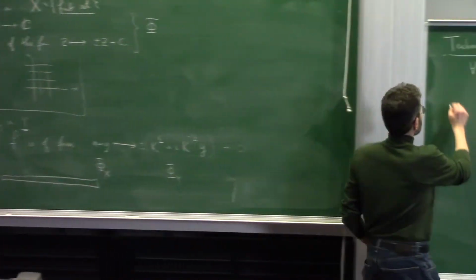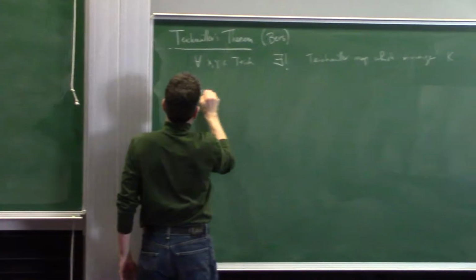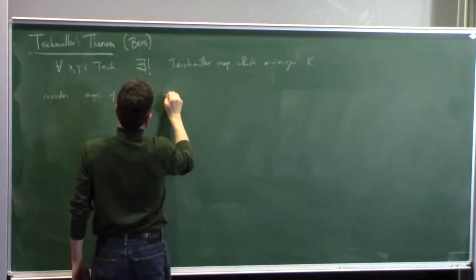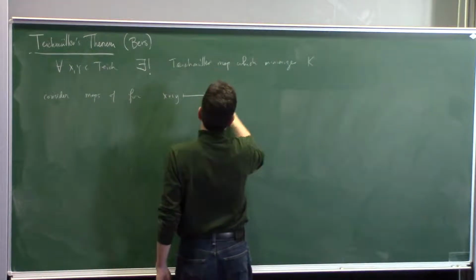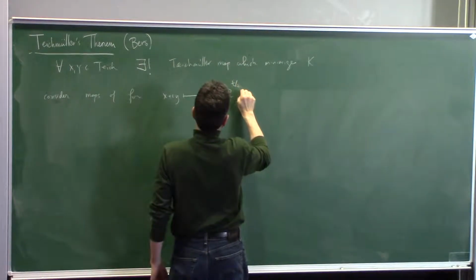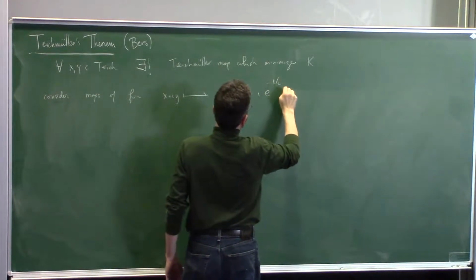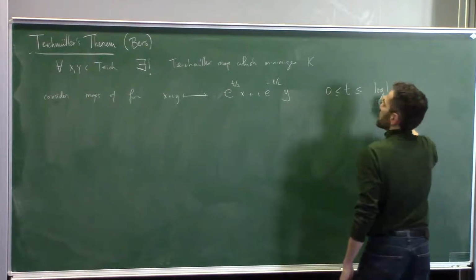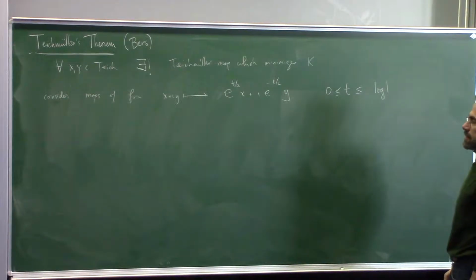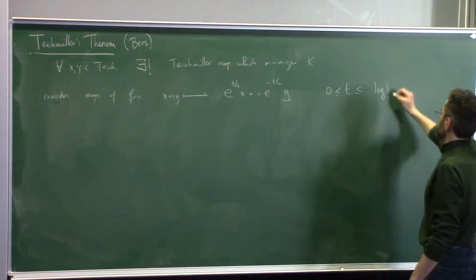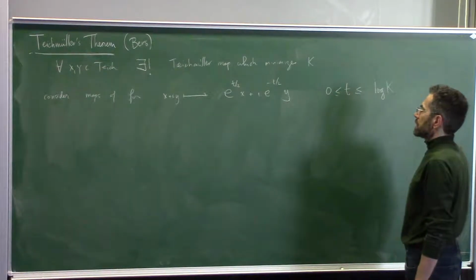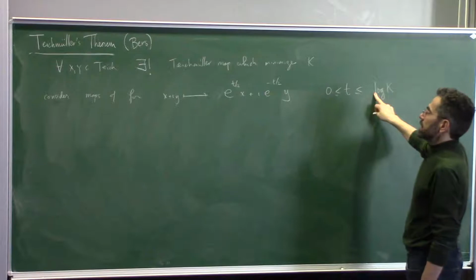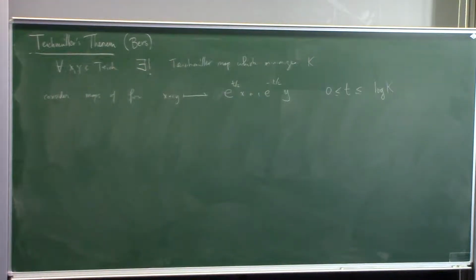Let me say this a little bit informally: consider maps of the form x plus iy goes to e to the t over 2 times x, plus i times e to the minus t over 2 times y, where t is between 0 and, say, log of, oh shoot, is it log of k or half log of k? I'm gonna get in trouble with the half. I think this is right, the way I've written it. There was a half in my definition up there.